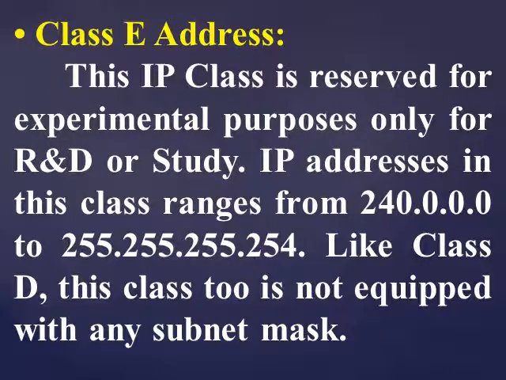Now the last class, that is class E addresses. This IP class is reserved for experimental purposes, only for research and development, that is R&D or study purposes. IP addresses in this class range from 240.0.0.0 to 255.255.255.254. Like class D, this class is not equipped with any subnet mask. So these are the IPv4 classes, that is class A to class E addresses.